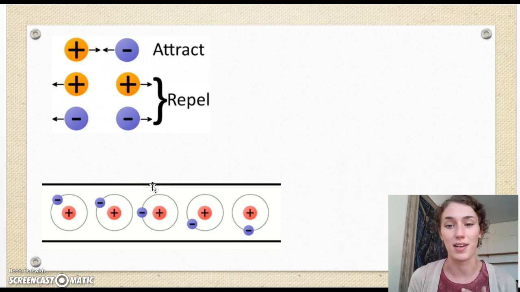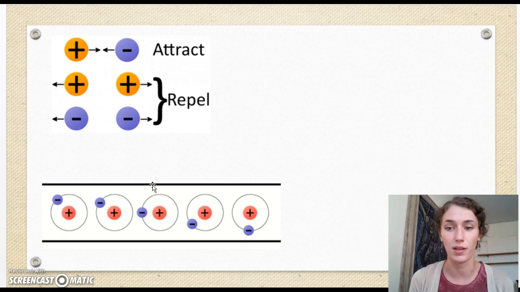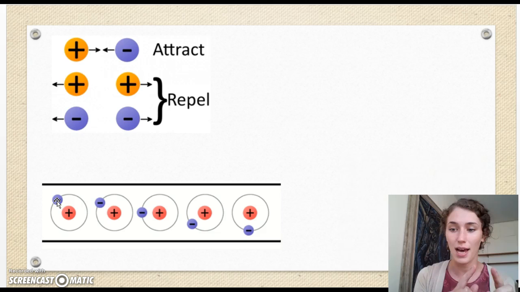Well, looking at the atom, we know that the protons are going to repel each other but be attracted to electrons. Likewise, electrons will repel each other but be attracted to protons. And if we look at these atoms here in a row, and we remember from chemistry, electrons can be exchanged between atoms because they might be in close contact to other atoms and be attracted to other atoms' protons.